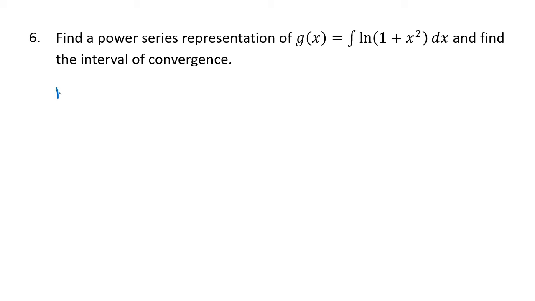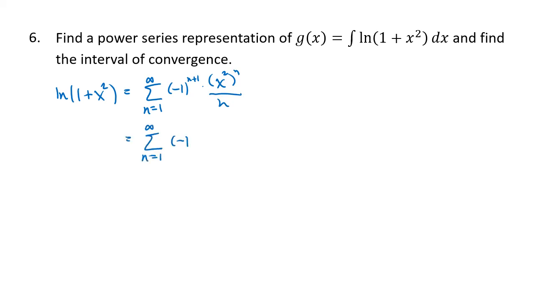So the first thing we're going to do is find a power series representation for the natural log of 1 plus x squared. Based on what we saw in the previous problem, we're going to use our power series representation for the natural log of 1 plus x. And so this is going to give us -1 to the n plus 1. And then we're plugging in x squared here. So we're going to get x squared to the n divided by n. So that's going to give us the sum n equals 1 to infinity, -1 to the n plus 1, x to the 2n divided by n.